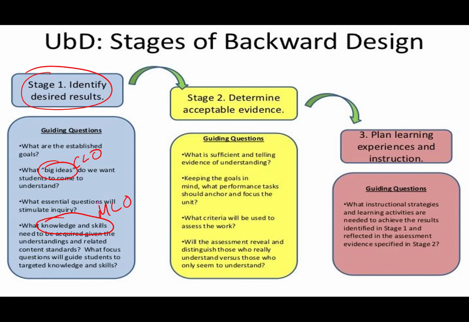Stage 2 is where we start thinking about assessment and what kind of evidence our students are going to show us so that we know that they have achieved mastery of those desired results and those learning objectives. And then we want to plan learning experiences that fit well with the evidence that we have identified and also support those objectives that we created in the beginning.